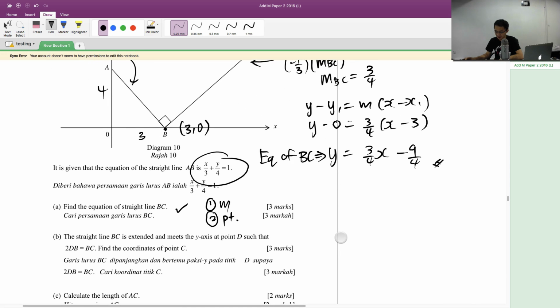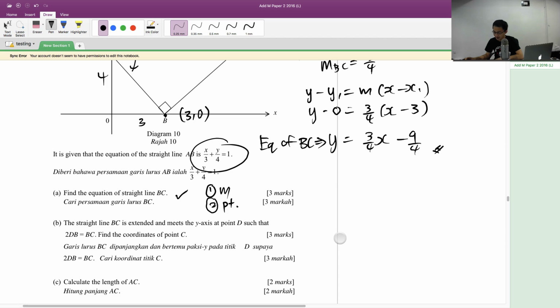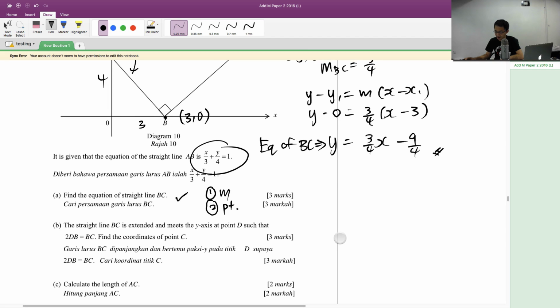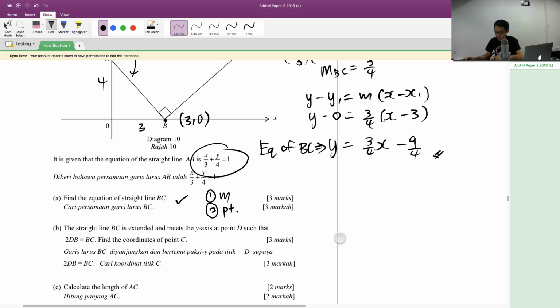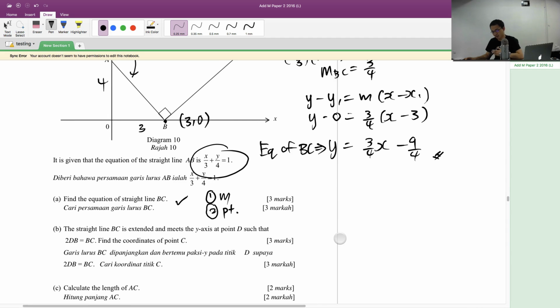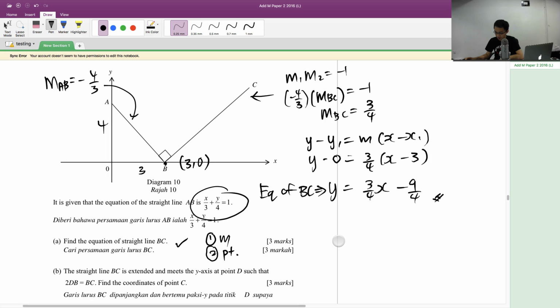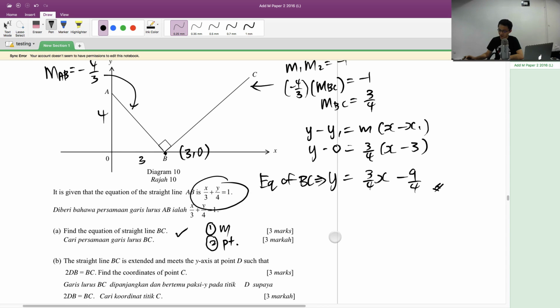Then part B, they say the straight line BC will be extended and meet the y-axis at D, such that 2BD equals 2DB equals BC. Alright, BC will be extended to meet the y-axis at D. So basically you have to imagine this line is extended until it meets the y-axis at D here. And then it forms this ratio. Let's say this is DB. 2 DB will equal 1 BC. Alright, so yeah.